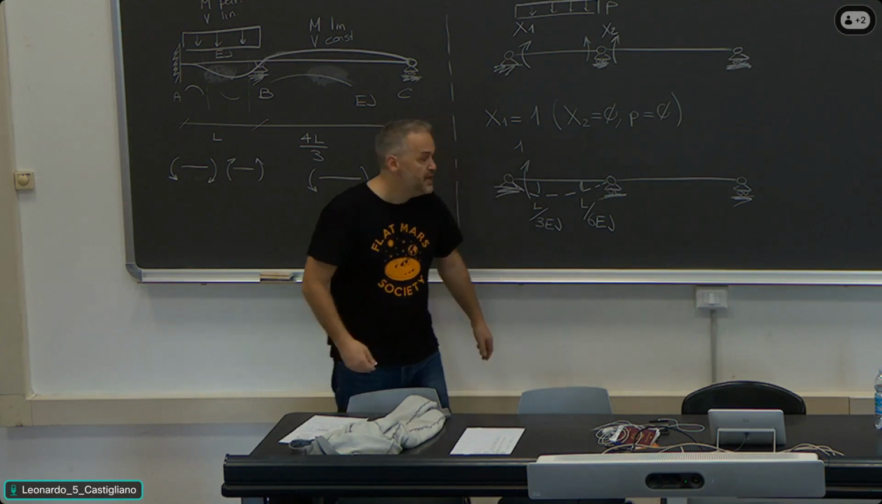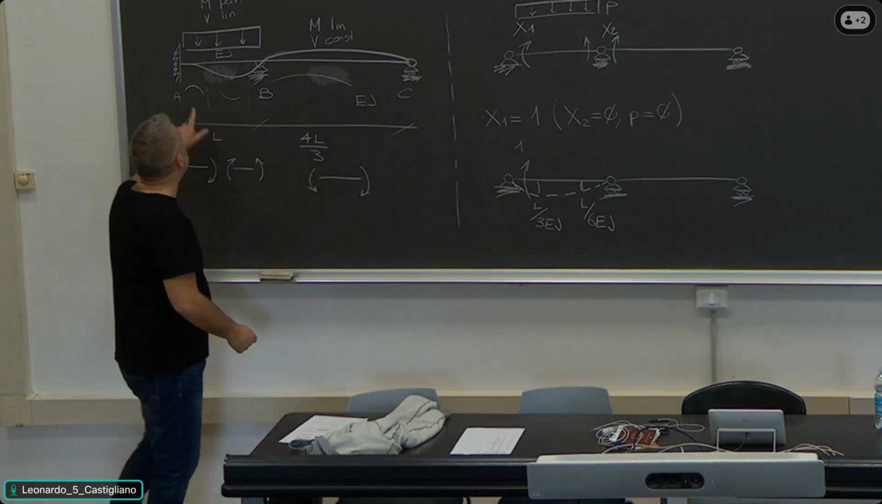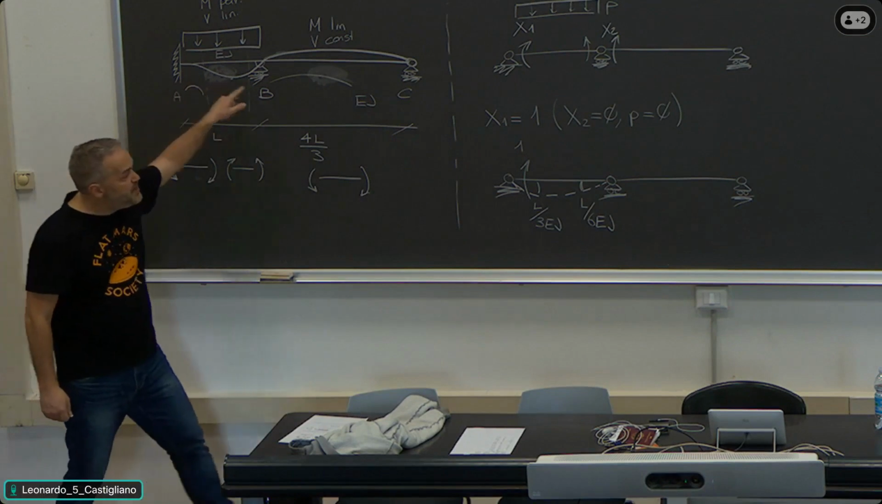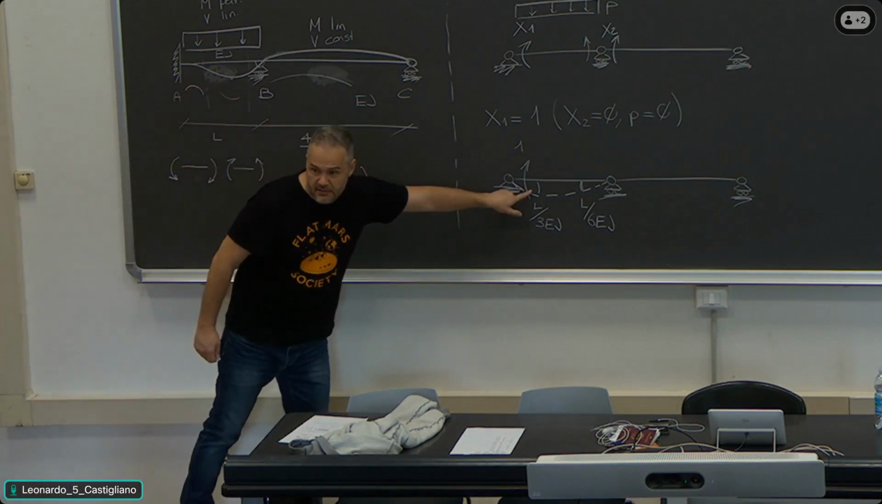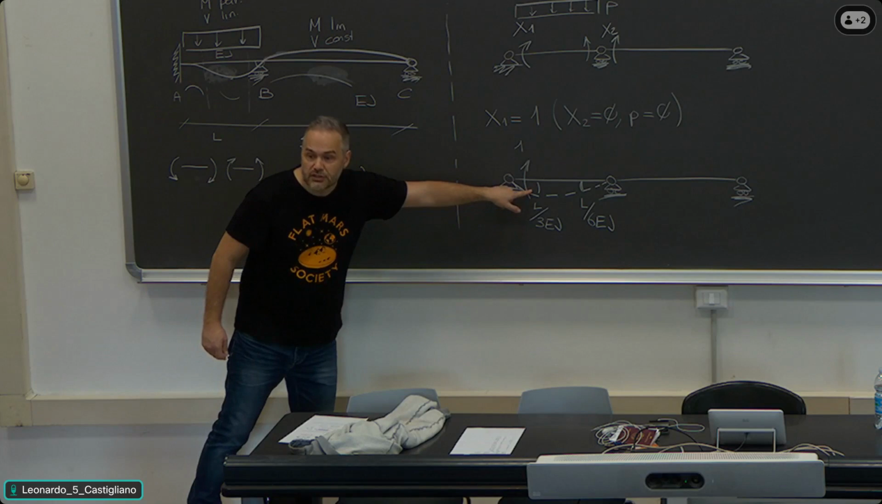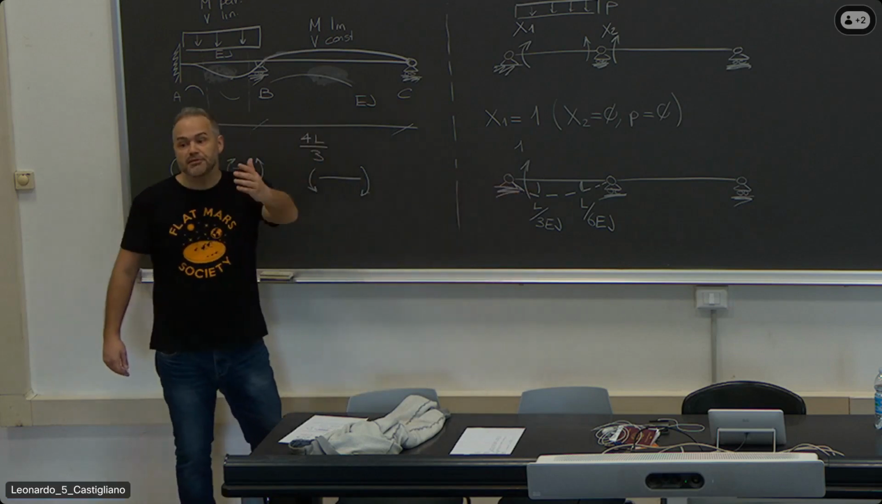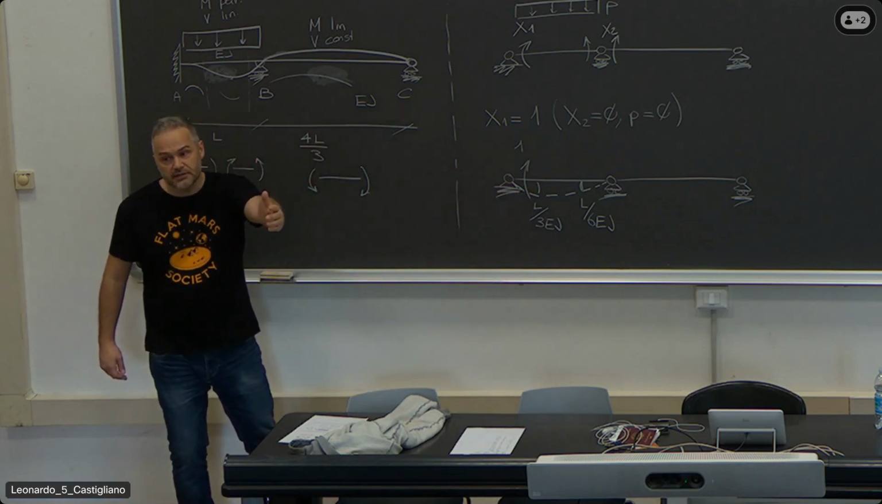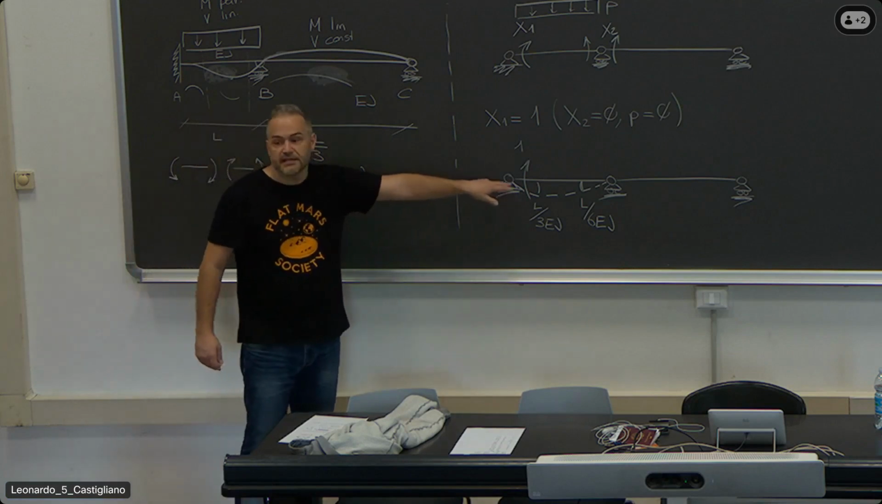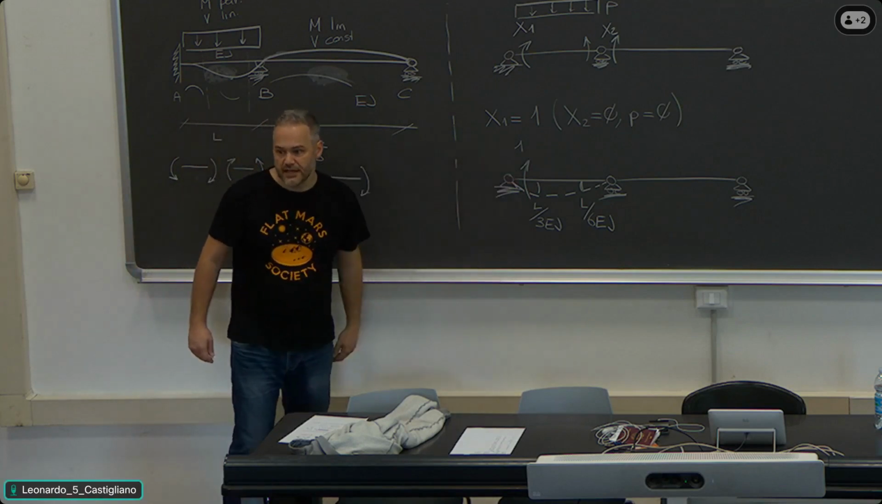Same here. If there is a built-in edge, the beam should not rotate here, but we want it to rotate because with the compatibility equations we will write later, we will reinstate a 0 rotation at the first end. Okay?